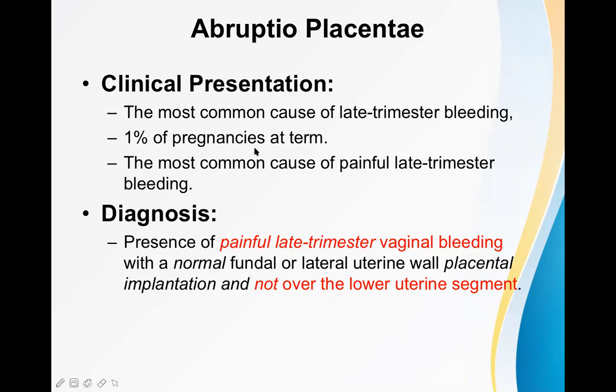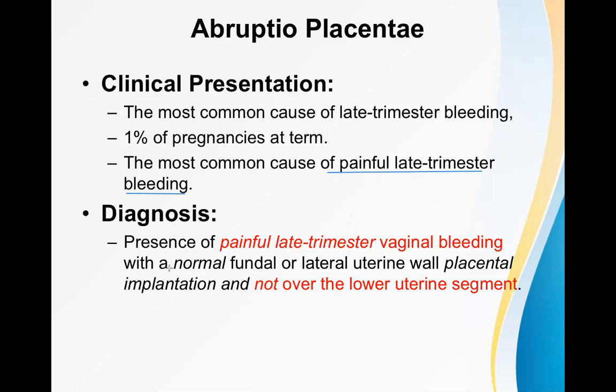It is almost causing 1% of bleeding during pregnancies at term, and the most common cause of painful late trimester bleeding is also abruptio placentae. Because of that blood clot present behind the placenta, the uterus will contract, and this leads to pain. So painful late trimester bleeding is abruptio placentae. Let me underline this for you. Very important point. Painful late trimester bleeding is abruptio placentae.